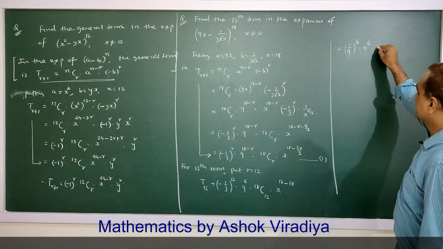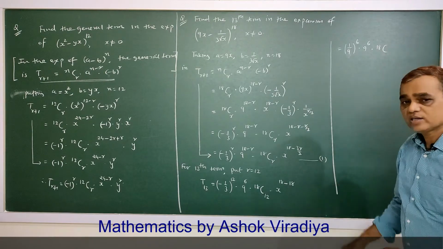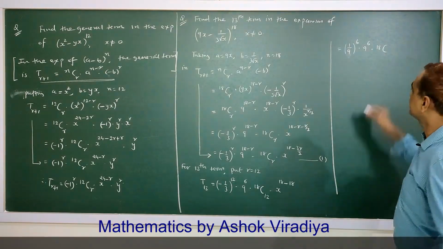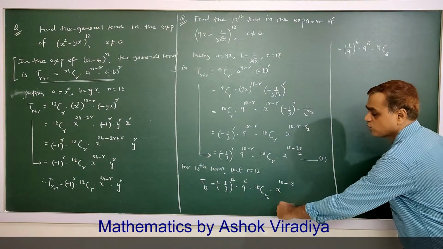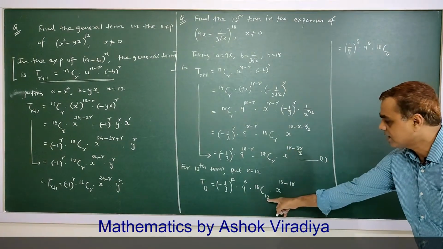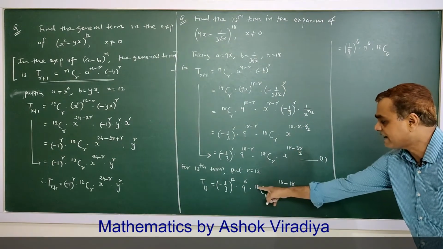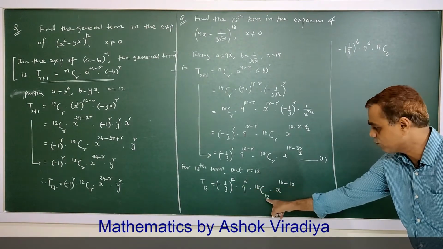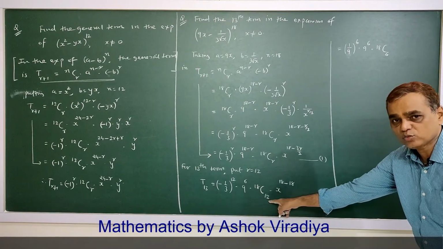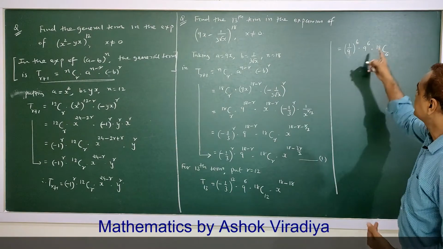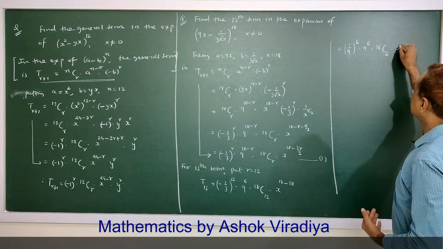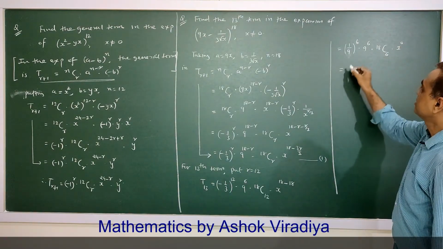Into 18C12 is 18C6. This is more than half of this number. It is more than 9. So use that rule: nCr is nC(n minus r). x raised to 0 is constant. Now this is 1.